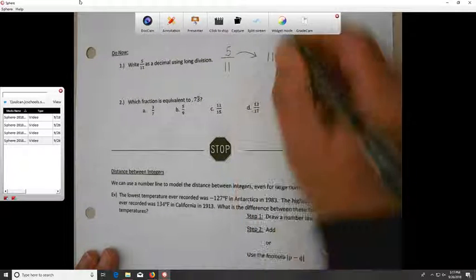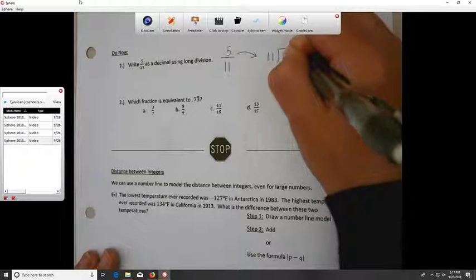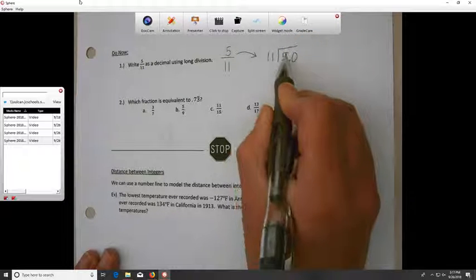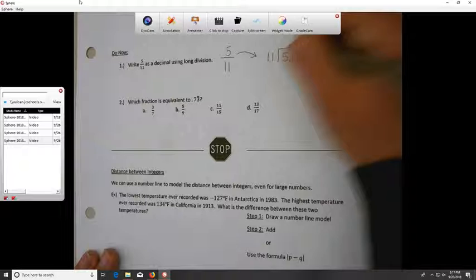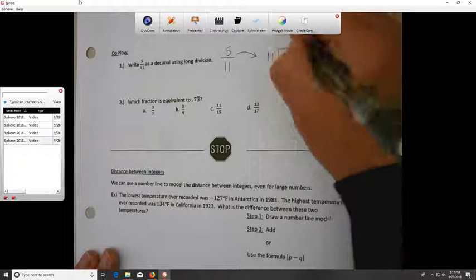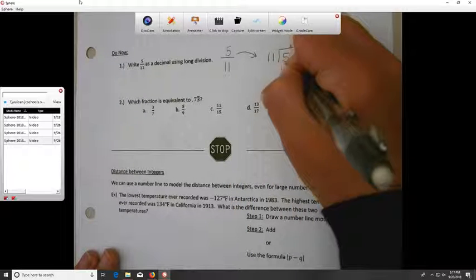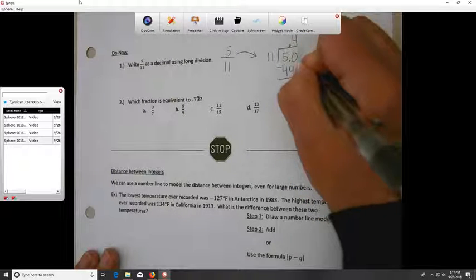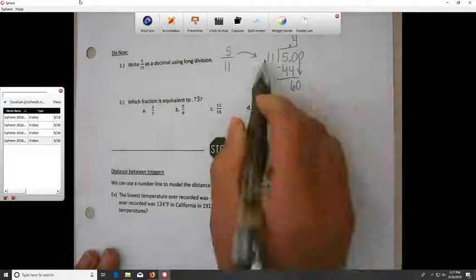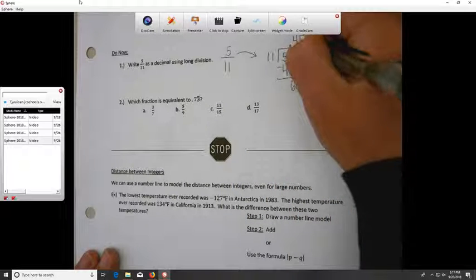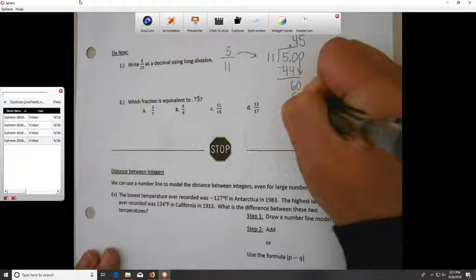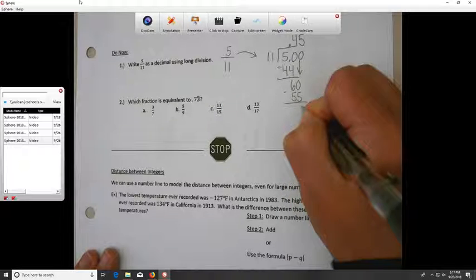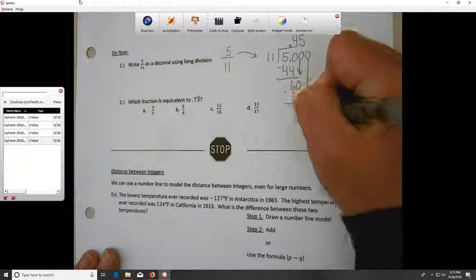Now 11 can't go into 5, so then I'm going to add a decimal and a 0, and I'm going to bring the decimal straight up into my answer. Then 11 goes into 54 times, which is 44. Subtract, you get 6. Add a 0 and bring it down. And then 11 goes into 65 times, which is 55.